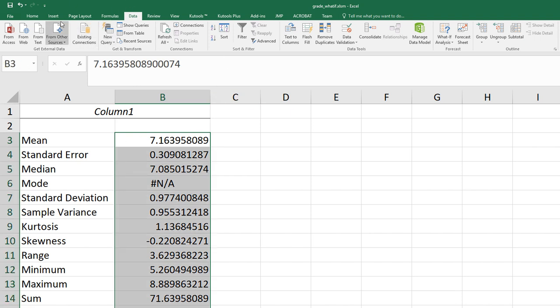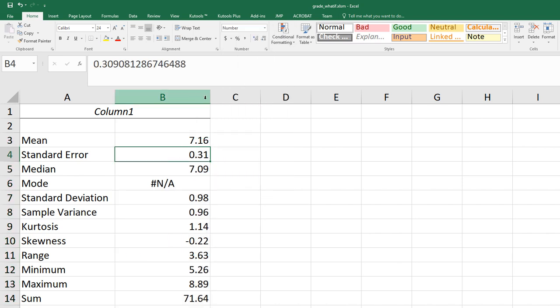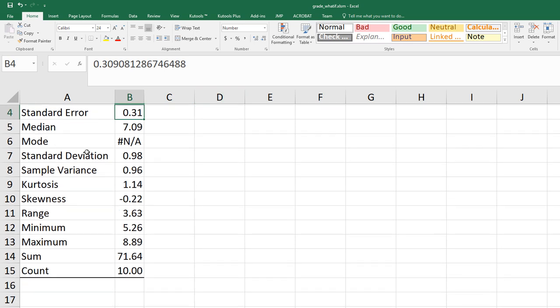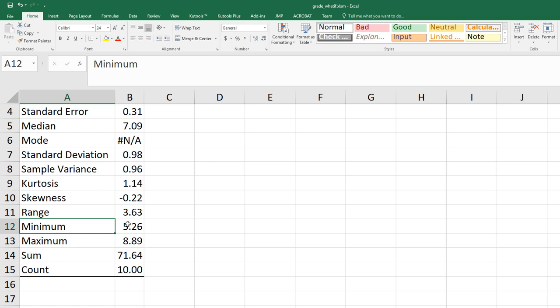Let me just, to make it easier to read, make this not quite so many decimal places. So we see that we've got a mean of 7.16, and don't look at that for now, but we've got a median of 7.9. So the median is less than the mean. Okay, so that's actually a right skew. We've got a standard deviation here. We've got a skewness. We've got the minimum. So somebody did it in less than 6 hours, and then somebody took more than 8 hours. And this is our total, and this is our count.